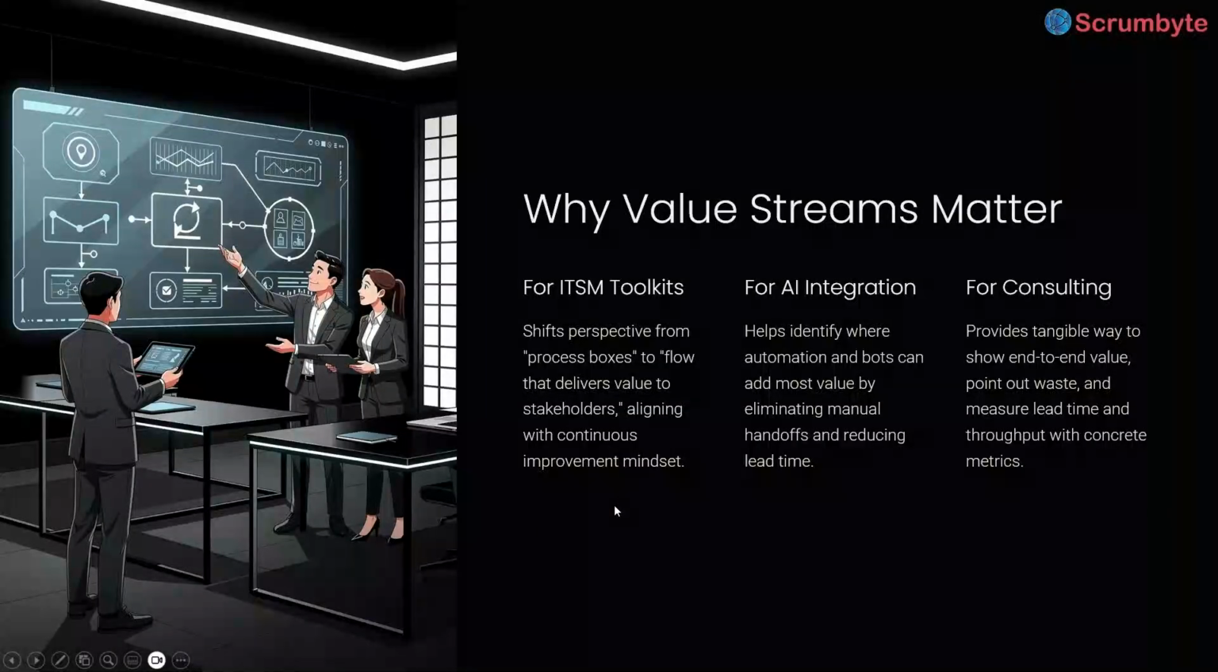So now we'll look at why value streams do matter. Look at it from three perspectives. From an ITSM toolkit perspective, it's a shift from process boxes. You had all these process boxes, and now you have a flow that delivers value to the stakeholder. And this aligns very clearly with a continuous improvement mindset. You need to have that mindset always.